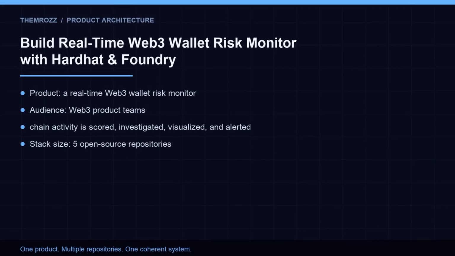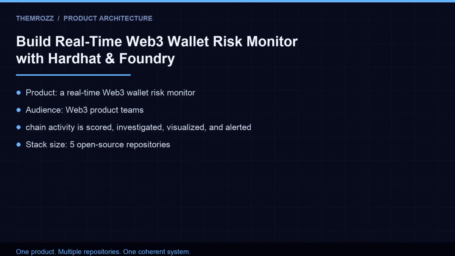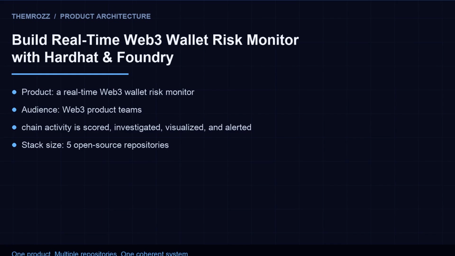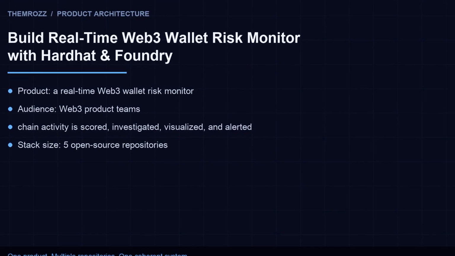Here's how the product works in practice. Imagine a Web3 product team monitoring a DeFi wallet that suddenly interacts with an unverified contract. The system detects the transaction, scores it against known risk factors like contract complexity and historical behavior, flags it as high risk, and triggers an alert.